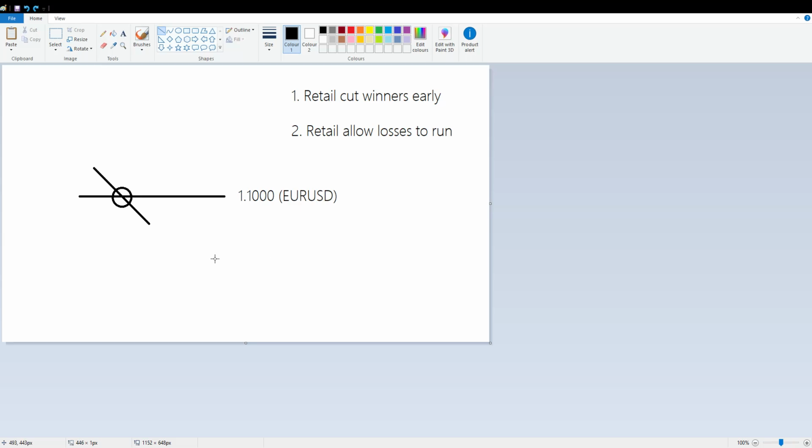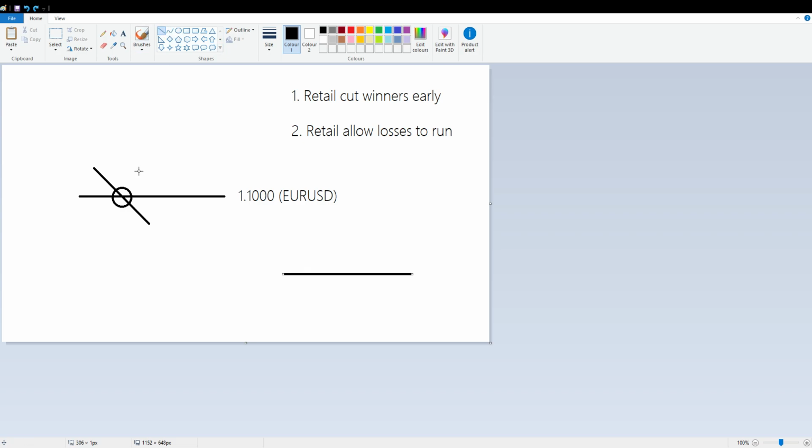Okay, so I'm going to try and talk about the psychology behind the volume shift. You saw on the previous video, the volume would go up and down. And what happens here? I'll give you a real world example. The EURUSD. So we'll use this line as the long and short values.